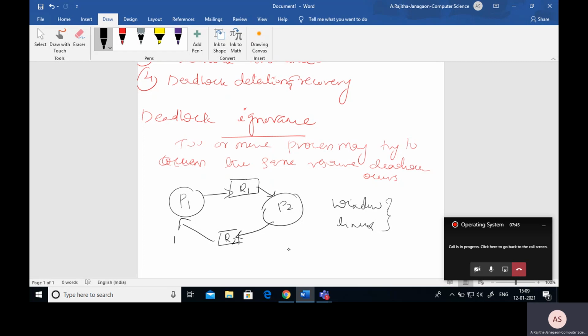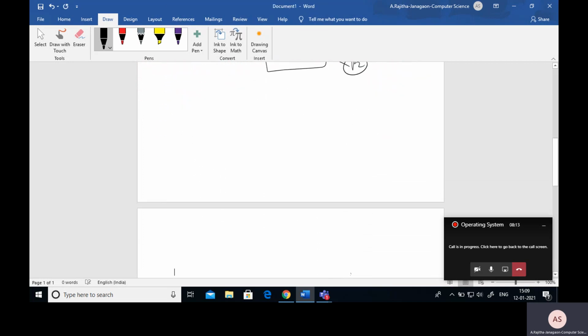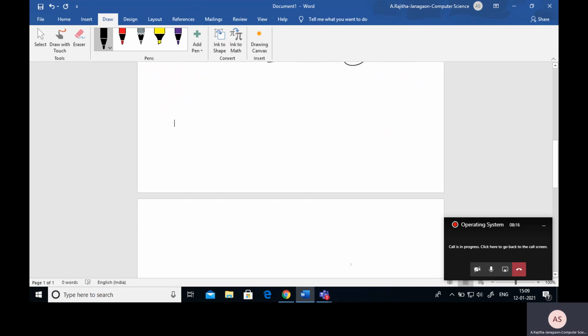For example, suppose there is a printer. This printer can be accessed by process P1 as well as P2, but at a time this is not possible. So two processes are trying to access the printer at the same time, and now the system or printer is hanging. So how is it handled?